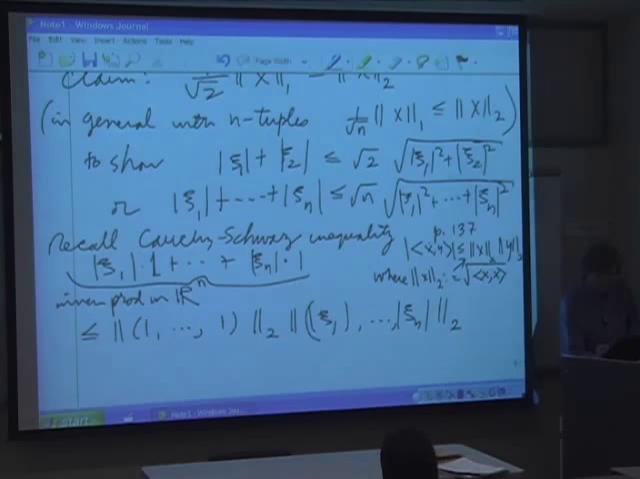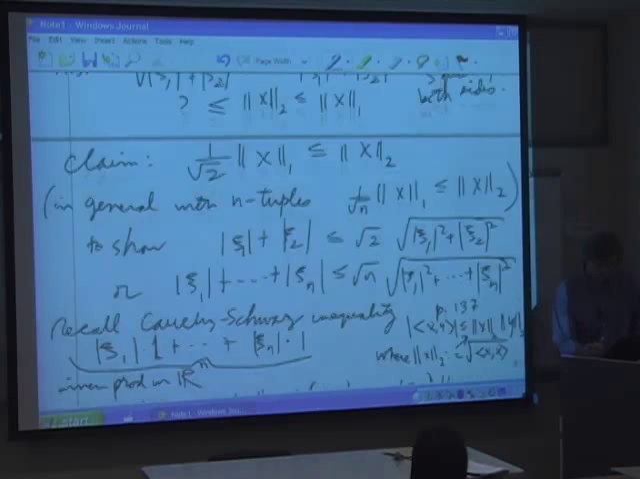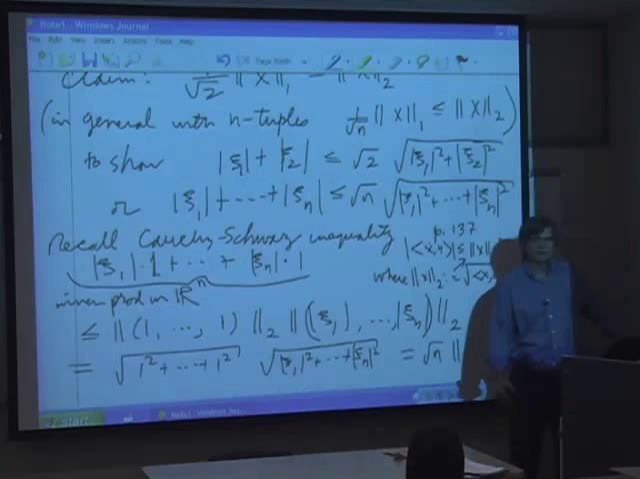Which in ordinary square root signs is the square root of 1 squared plus and so on plus 1 squared, times the square root of C1 squared plus and so on plus Cn squared, which is equal to the square root of n times the 2 norm of x. Which is what I wanted to show. So there's the inequality. Cauchy-Schwarz comes to the rescue in comparing the 1 norm and the 2 norm on Rn or on Cn.